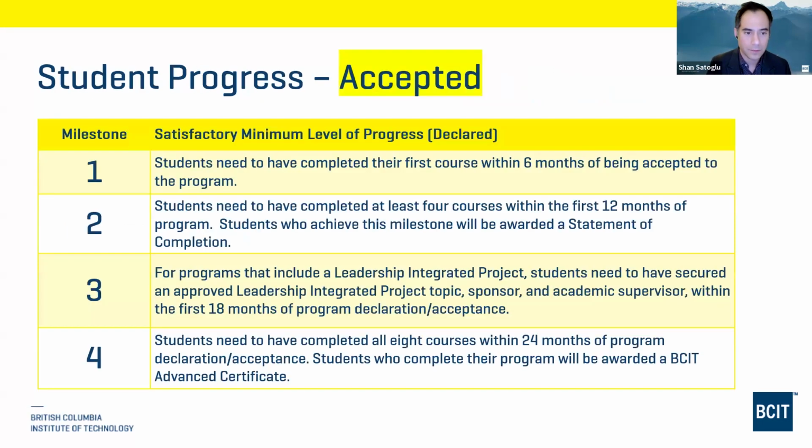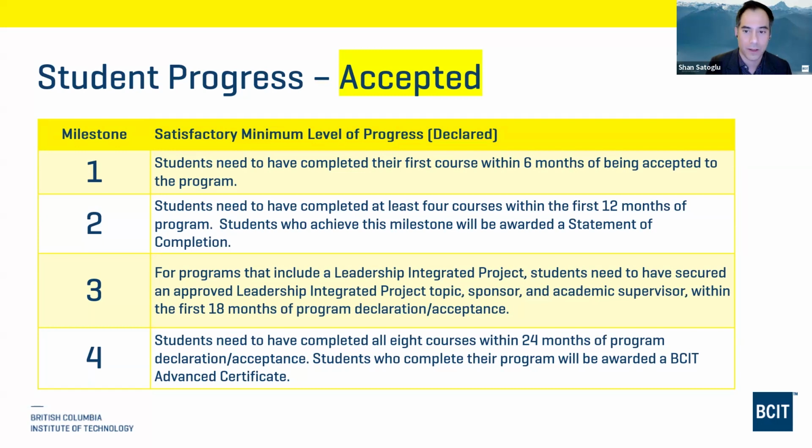As an accepted student in the program, it's really important to hit the milestones. After you get into the program, make sure that you start your first course pretty soon, within the first 6 months of being accepted. Try to get all 4 courses completed within the first 12 months. Get your statement of completion to pat yourself on the back that you met the halfway point, and we'll do the same for you. And then start thinking about the third milestone.